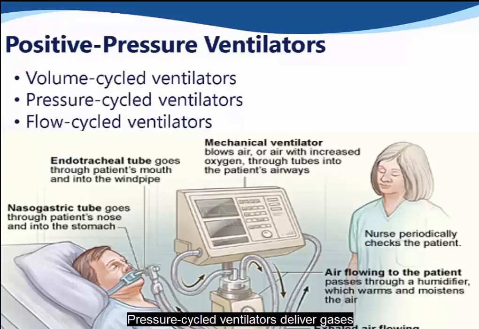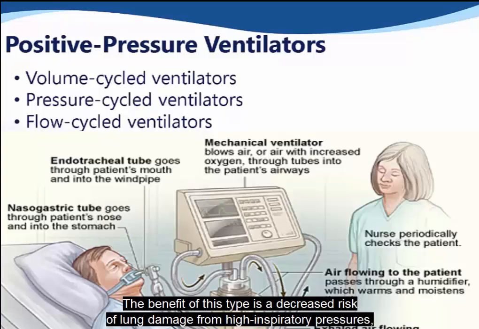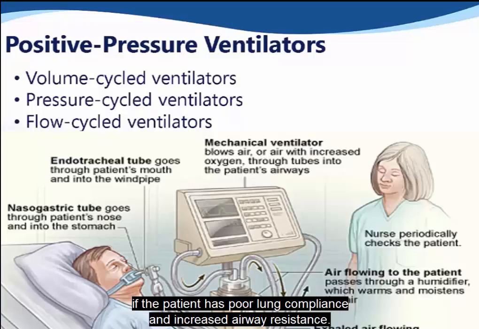Pressure cycle ventilators deliver gases at a preset pressure, then allow passive expiration. The benefit of this type is a decreased risk of lung damage from high inspiratory pressures, which is particularly beneficial for neonates who have a small lung capacity. The disadvantage is that the tidal volume delivered can decrease if the patient has poor lung compliance and increased airway resistance. This type of ventilation is usually used for short-term therapy.